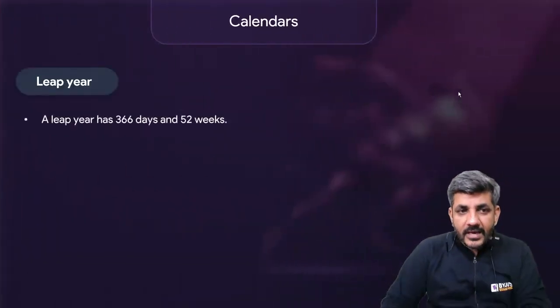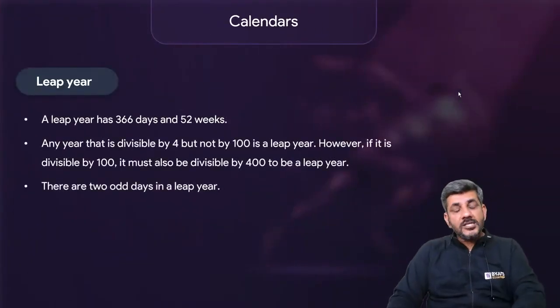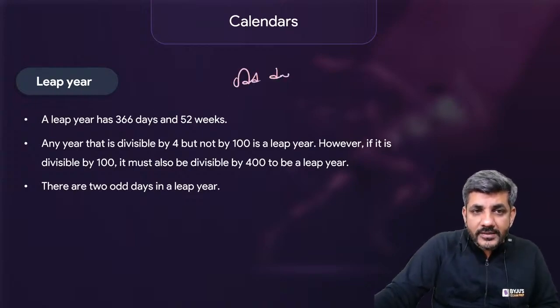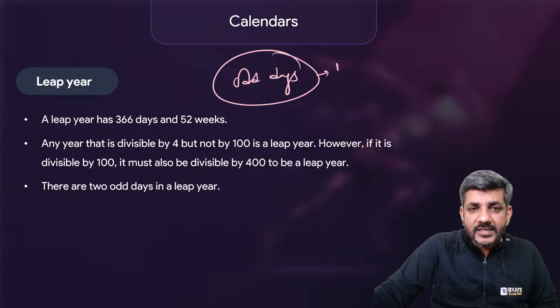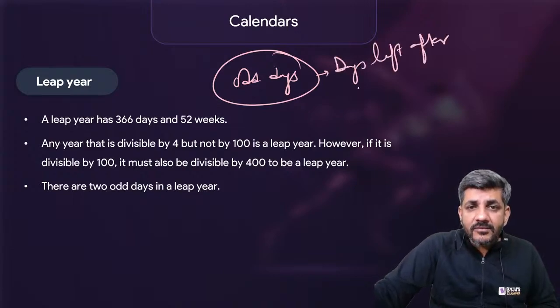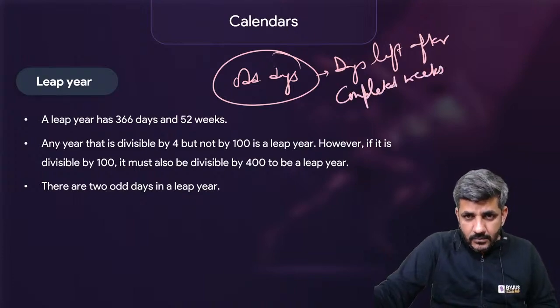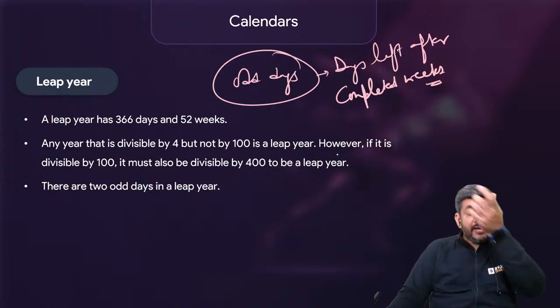Third, then there are questions on calendars as well. Calendars में सबसे पहली जरूरत की चीज जो आपके लिए होती है, that is odd days. What is odd days? Odd days are the days left after dividing by 7, or you can say days left after completed weeks.